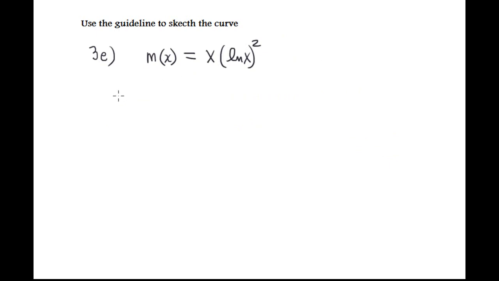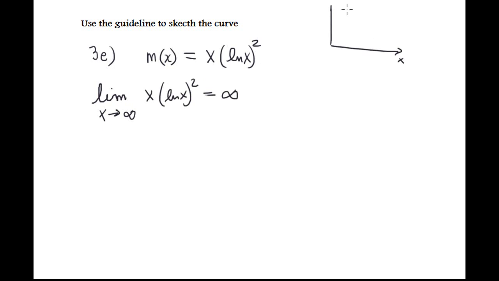Okay, now the end behavior. The end behavior is the limit when x approaches positive infinity. Not negative infinity, because the domain is only for positive values of x. Plugging in x (ln x)^2, it is obviously infinity. That means that our graph will look like that. When x approaches infinity, y approaches infinity. Somehow, it's like that.